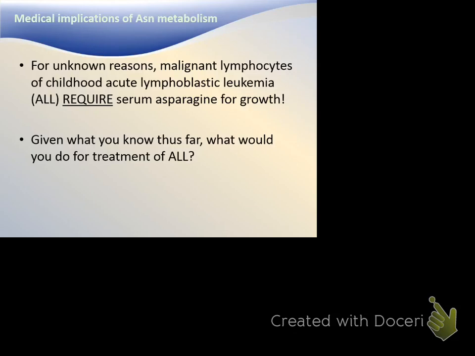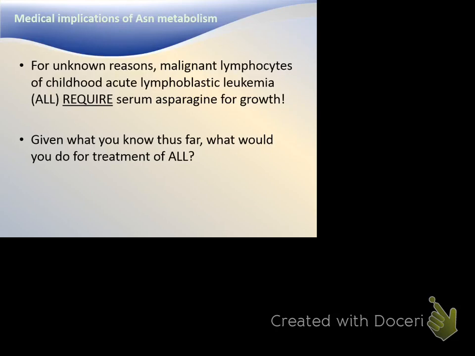So if it requires asparagine, given what you know so far, what's the type of treatment that you could use for ALL? Where could you try to find a potential drug? What enzyme would you want to possibly target? Asparagine synthetase? Okay. What else could you do? You could target that one. What enzyme could you also give as a treatment?